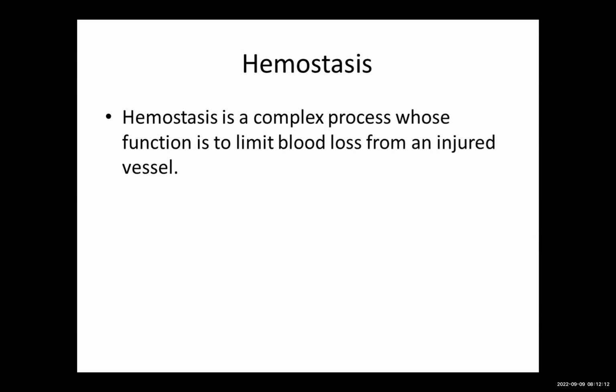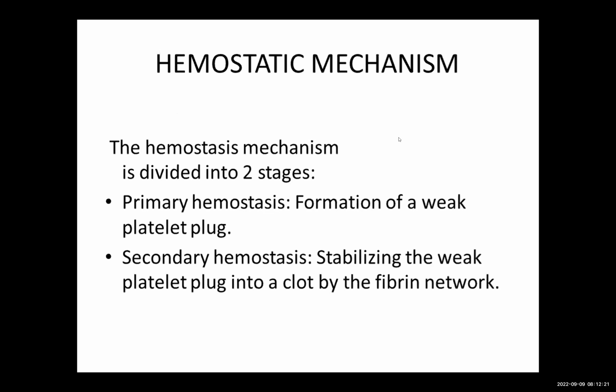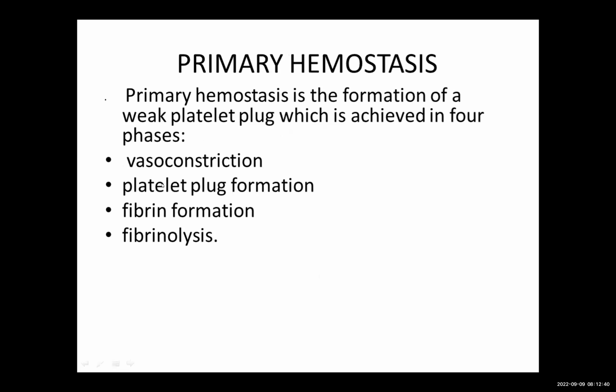Now we come to hemostasis. Hemostasis is a complex process whose function is to limit blood loss from an injured vessel. The hemostatic mechanism can be divided into 2 stages. First is primary hemostasis, which is formation of a weak platelet plug, and the other is secondary hemostasis, which is stabilizing the weak platelet plug into a clot by the fibrin network. Primary hemostasis is achieved in 4 phases, namely vasoconstriction, platelet plug formation, fibrin formation, and fibrinolysis.